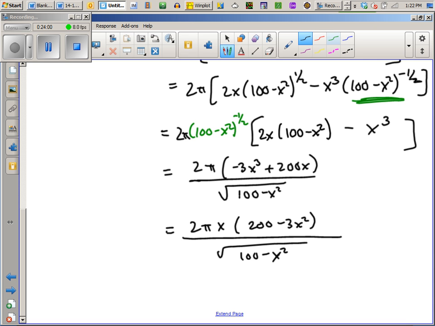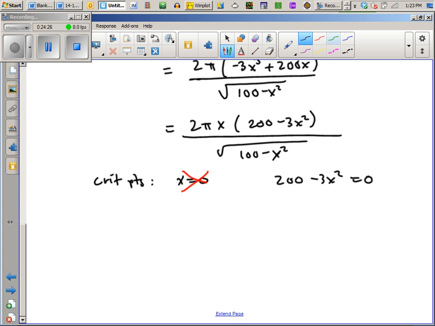Okay, so what is going to make this 0? Let's look at our critical points. Critical points occur when x is 0, but we already said that was out of domain, right? We're not even going to allow that anyway. X is between 0 and 10, remember? And then the other one is whatever 200 minus 3x squared equals 0 gives us. So if we set that equal to 0, we get basically x equals the square root of 200 thirds.